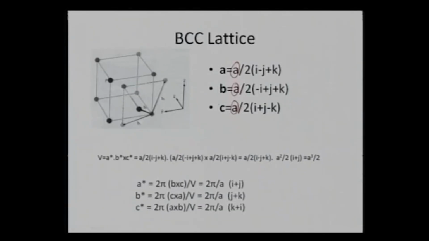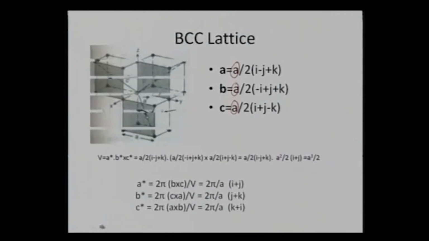So to define a particular volume, I again take A dot B cross C, and it eventually comes out that my A star is equal to 2 pi by a (i plus j), B star becomes 2 pi by a (j plus k), C star becomes 2 pi by a (k plus i). This ideal construction comes from the equality of my points which will form a particular unit cell.